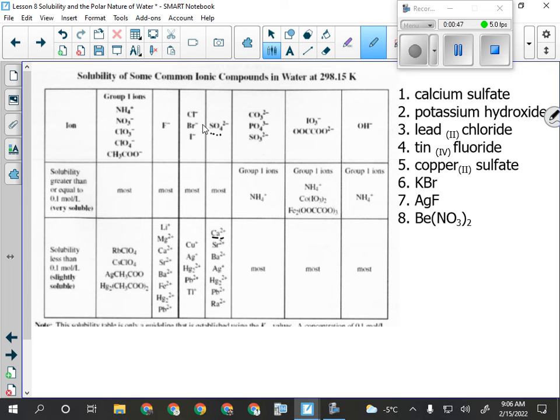Potassium hydroxide, OH is listed here, and it says soluble with group 1 ions and ammonium. Potassium is in group 1, so that's soluble. Lead 2 chloride, so we find chlorine, it's right here, soluble with most things, but lead 2 plus is listed in the third row, so that stuff is not soluble. For number 4, tin 4 fluoride, we've got fluorine right here, soluble with most things, but not with these. Tin is not listed here, so tin is part of most.